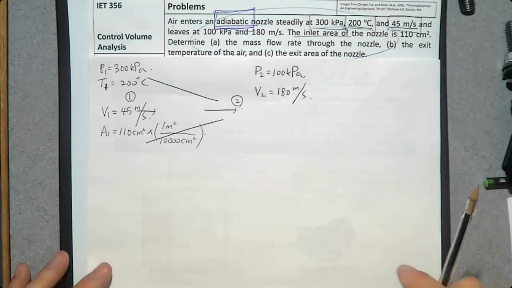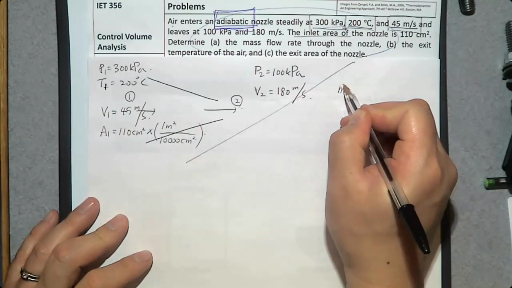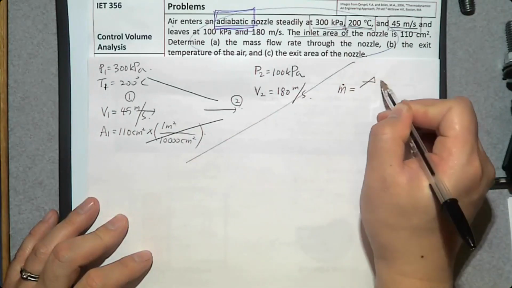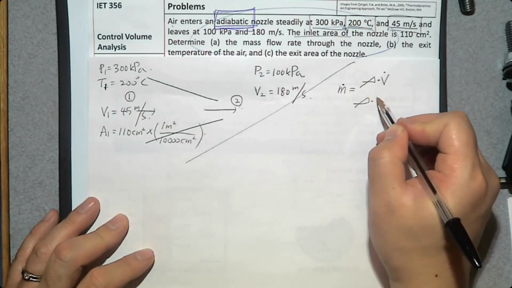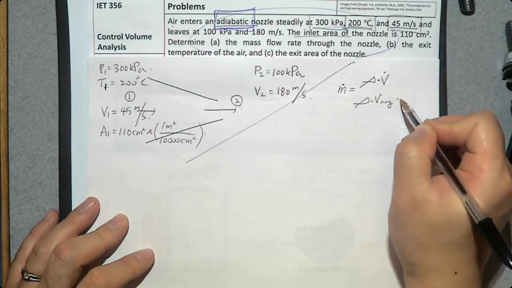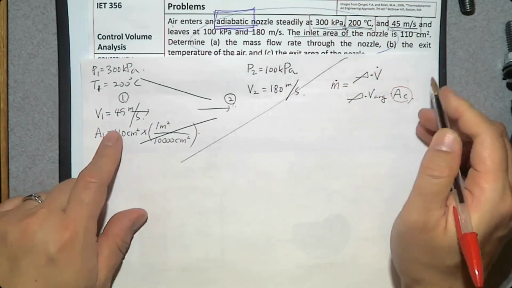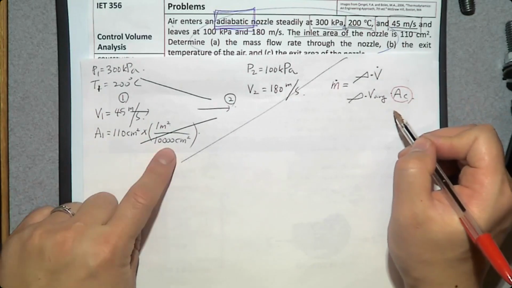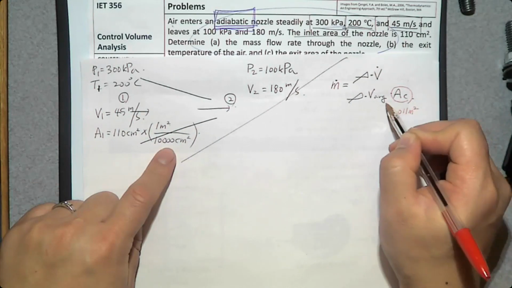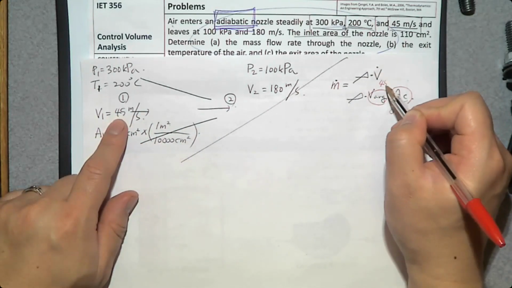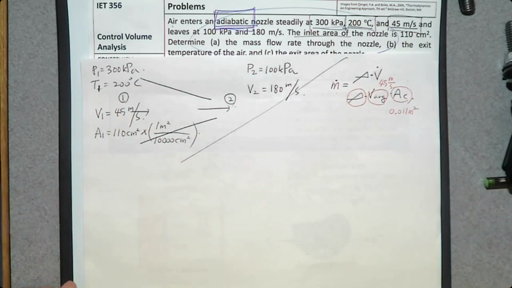We did this last time, but let's do it one more time. If you want to determine mass flow rate, m dot can be determined in two different ways. One is density times volumetric flow rate. The other one is density times cross-sectional area times average velocity. In this case, we know the cross-sectional area, 110 divided by 10,000, 0.011 square meter, and the velocity is 45 meters per second. So if you know the density, we can determine the mass flow rate.